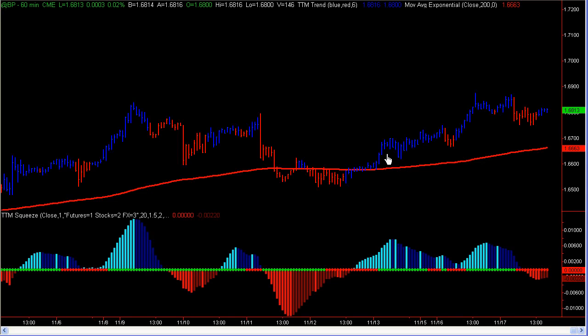Good evening, everyone. For tonight on the 60-minute charts, not a lot setting up. The pound is setting up, though, and overall, it looks pretty good to the upside.